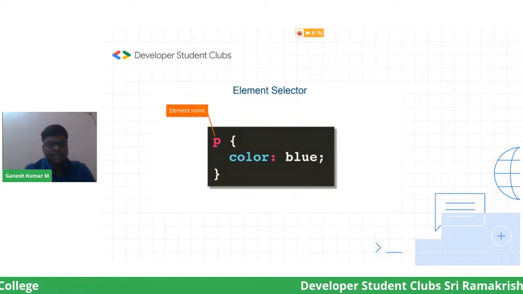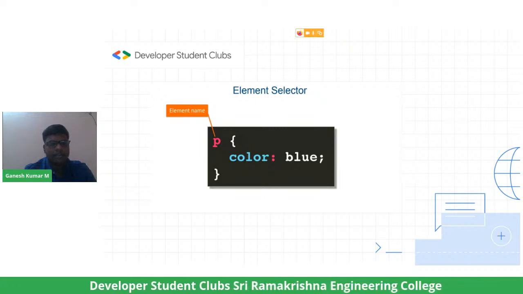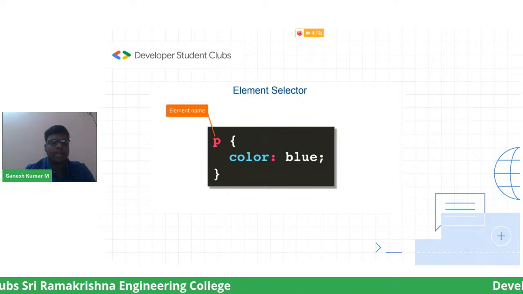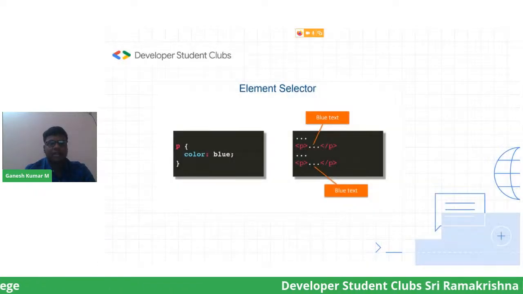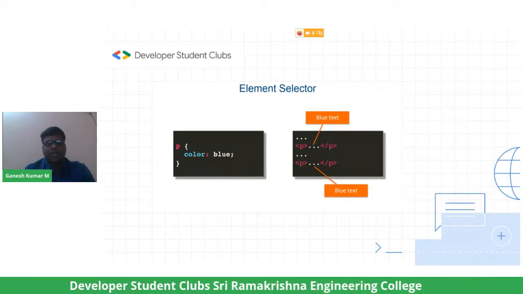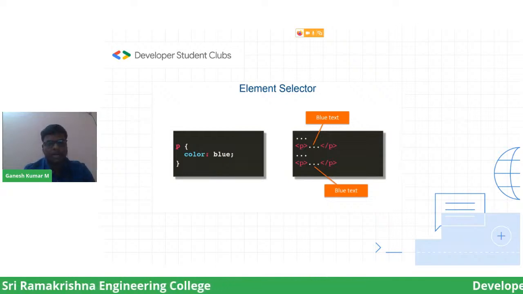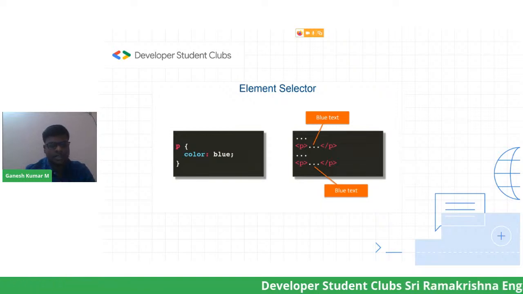Okay, element selector. What does an element selector mean? Here P means a paragraph tag. We select the paragraph by specifying only P, and set the color as blue. Here you see, we have two P tags. The two P tags are going to have the color blue, because we specified the CSS color equal to blue.